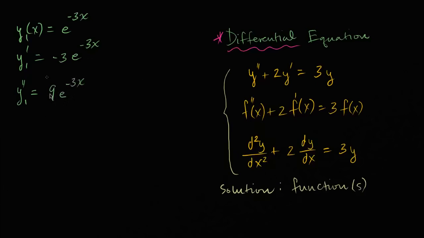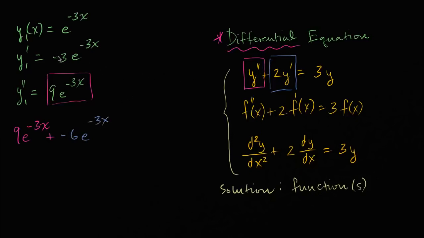And now we can just substitute these expressions into the differential equation to verify that this is indeed going to be true for this function. So let's verify that. So we first have the second derivative of y. So that's that term right over there. So we have 9e to the negative 3x plus 2 times the first derivative. So that's going to be 2 times this right over here. So it's going to be minus 6. I'll just write plus negative 6e to the negative 3x.